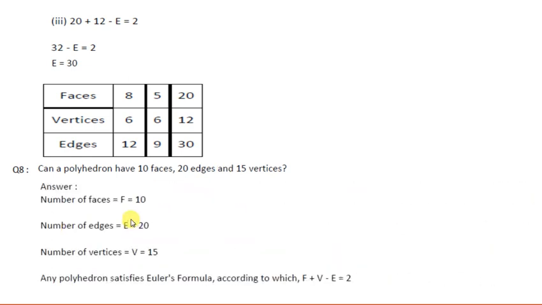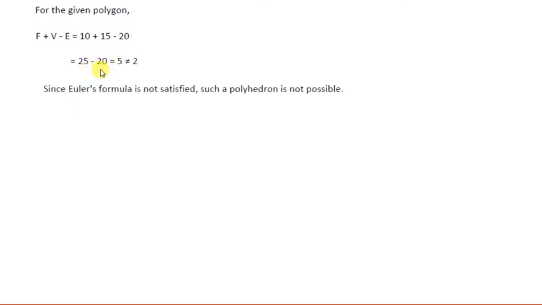तो F प्लस V माइनस E कैलकुलेट करेंगे. F 10 है, V 15 है, तो 10 प्लस 15, 25 और माइनस E जो कि 20 है. तो 25 माइनस 20 कितना हो गया? 5. 25 minus 20 is 5 which is not equal to 2. It means Euler's formula is not satisfied for this polyhedron, so it is not possible.